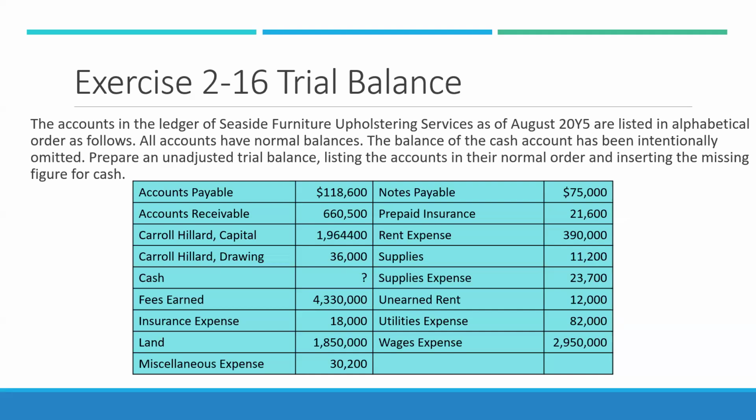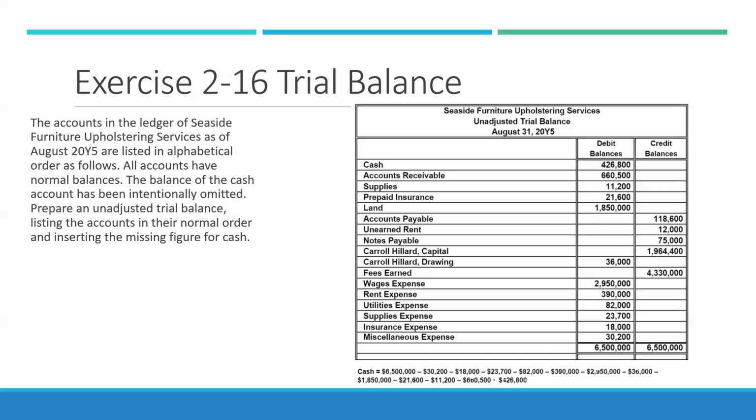You can know the amount needed to plug because your debits are going to be less because you're missing your cash amount. So the amount that your debits are less than your credits will be the cash balance. So in this case here, the cash is 426,800 because that is the amount that, if you omitted it, makes it balance both to 6.5 million.